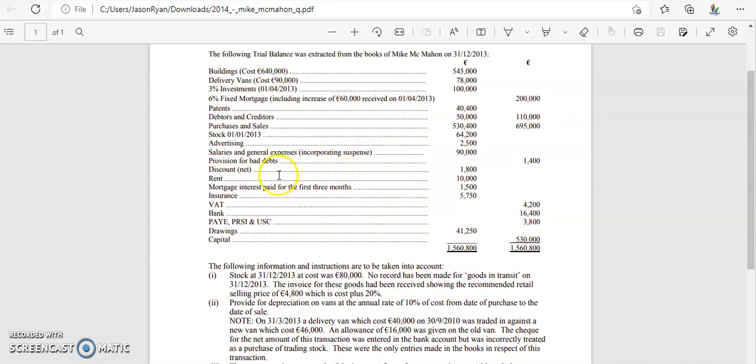Then we're going to have a look and see, have we paid any? So interest paid for the first 3 months is 1,500. So it's telling us that that's wrong. So we need to find out how much we should have paid for the first 3 months, find out if it's the same as this. Obviously it's wrong. So is that an increase or decrease? And find out what the difference is. And then adjust our suspense figure, which is part of our general expenses.